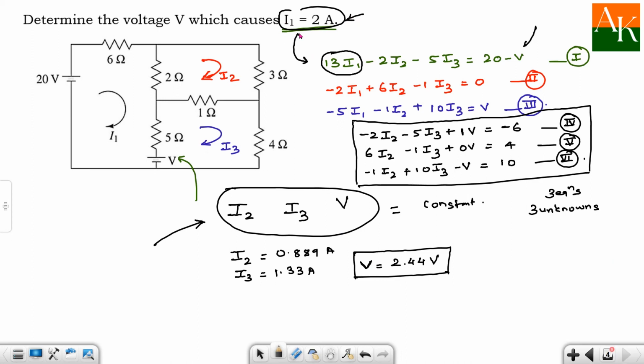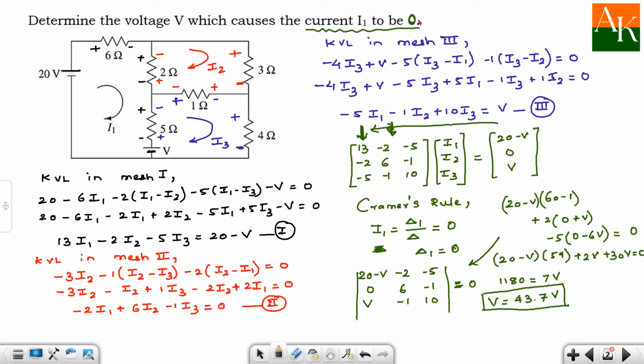So when I1 is a non-zero value, you can adopt this method. Otherwise, if any current is said to be 0, you can use Cramer's rule. If they are saying I2 to be 0, then I would have written delta 2 by delta is equal to 0, and I would have equated delta 2 equal to 0. And what is delta 2 over here? You have to replace the second column by these constants, and you have to solve the determinant and equate it to 0.